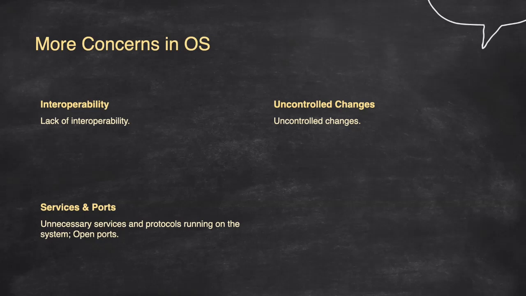So managing these risks involves regularly reviewing and disabling unnecessary services and closing open ports that are not in use. This reduces the system's attack surface, improves security, and optimizes performance by freeing up system resources. Friends, proper configuration and monitoring of services and ports are critical to maintaining a secure and efficient operating environment. Moving next.